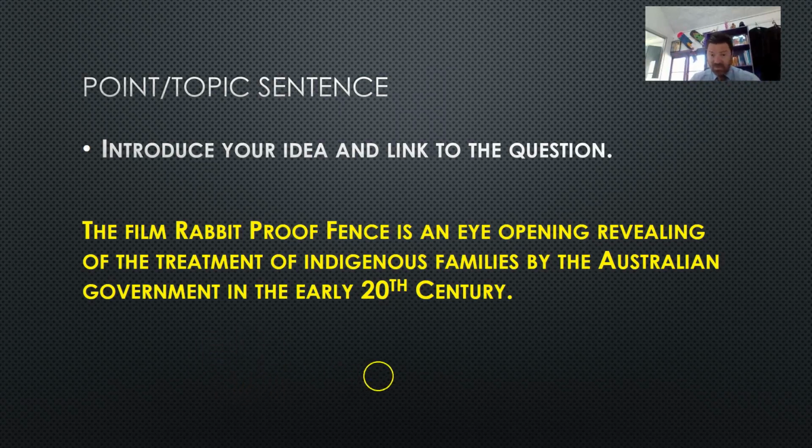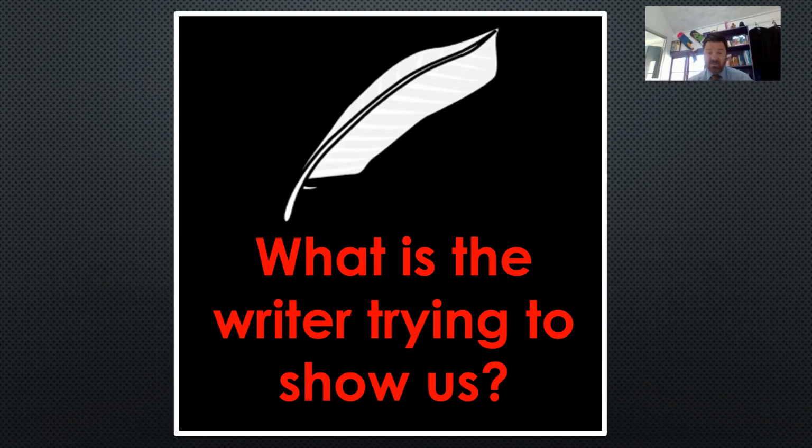So relating back to the question we had for the last PowerPoint, the film Rabbit Proof Fence is an eye-opening revealing of the treatment of Indigenous families by the Australian government in the early 20th century. Probably have revelation there, but hey, let's move on. So I've used eye-opening from the question. I've told what the film is, and I've said that I'm going to be talking about the treatment of Indigenous families by the Australian government. All right, so that is, what is the writer trying to show us?